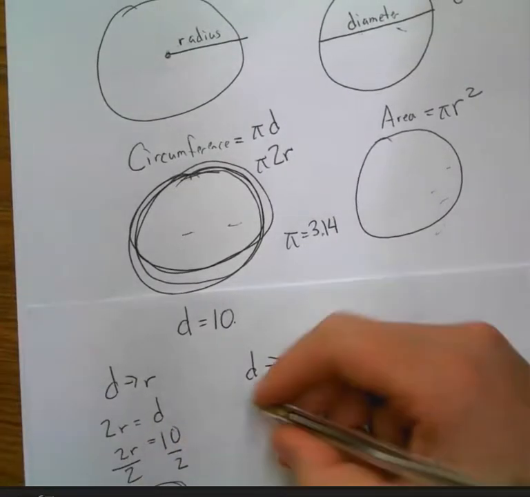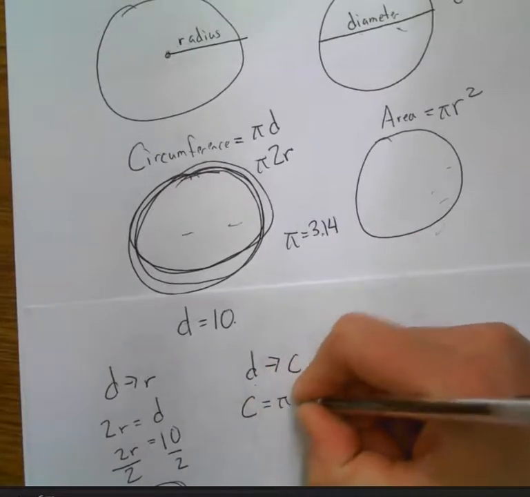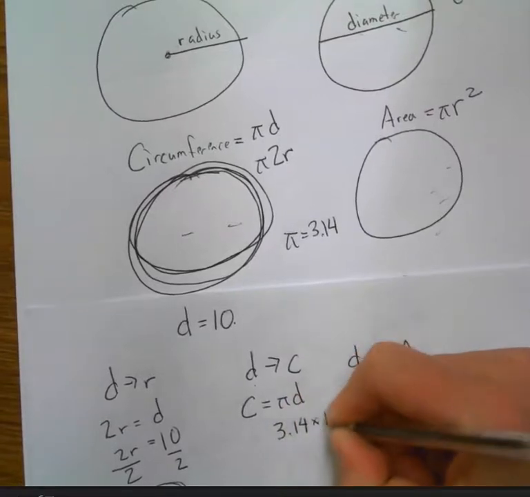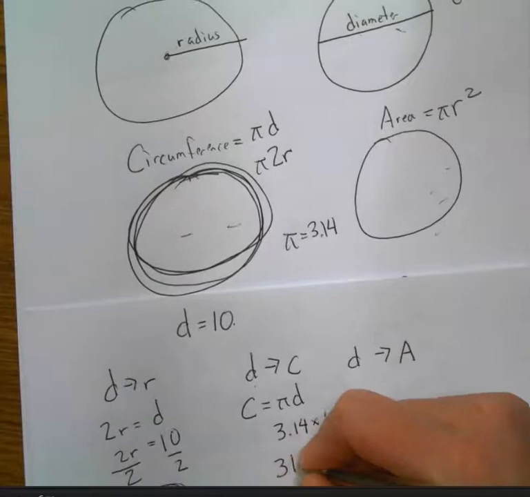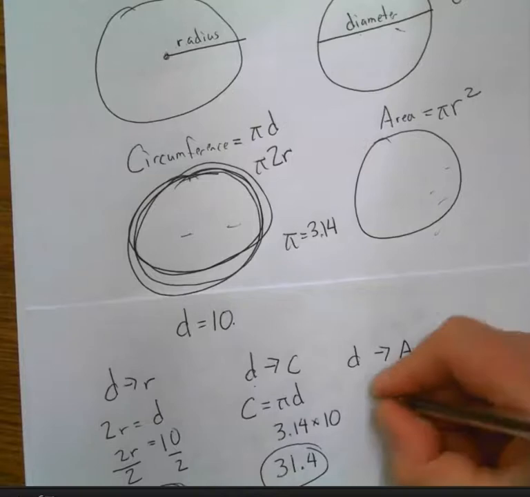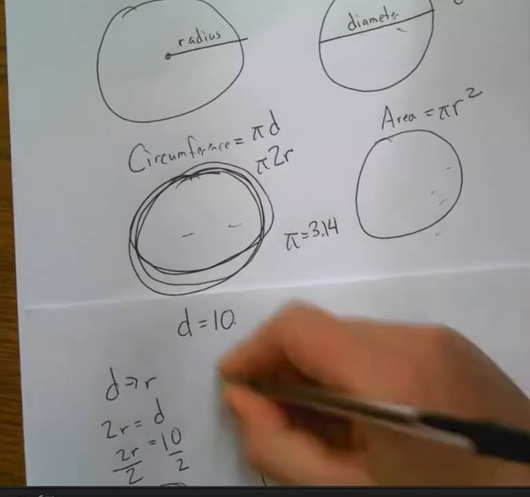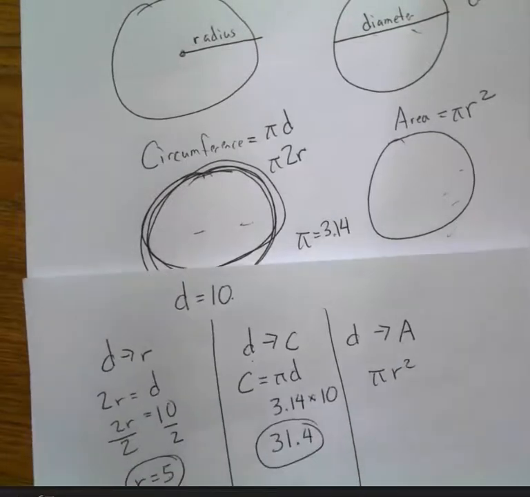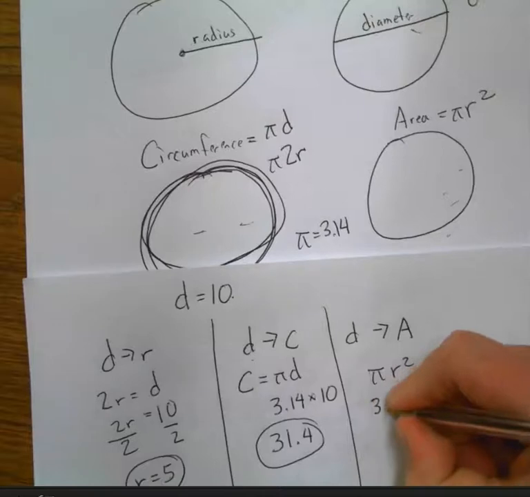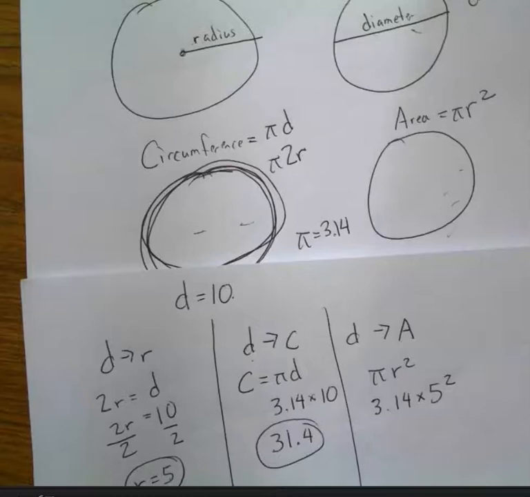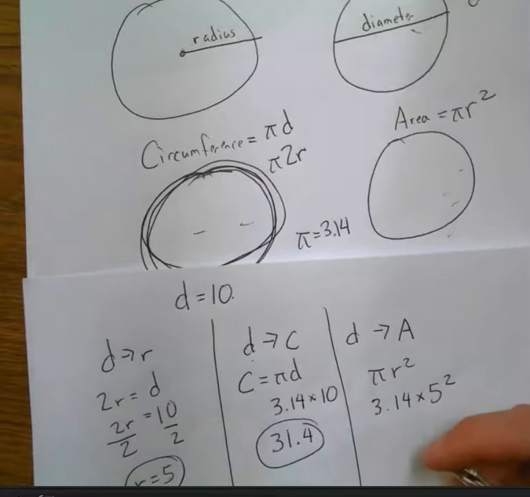To get from diameter to circumference, if I need a circumference, I'm going to use pi d. So take the pi, which is 3.14, times it by the diameter of 10. Type that in my calculator, I get 31.4. If the diameter to area, the formula for area is pi r squared. So I can't go straight from diameter. I got to go to radius first, which I did by dividing by 2. Once I have that radius, I do 3.14 times 5 squared. 3.14 times 5 squared is 78.5.